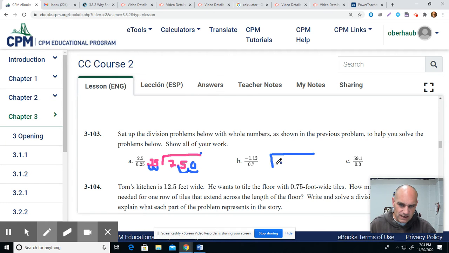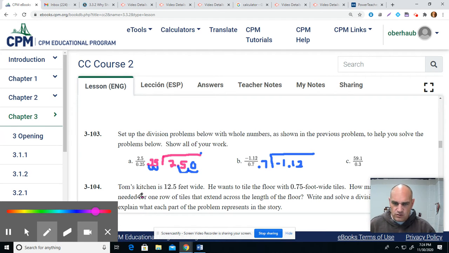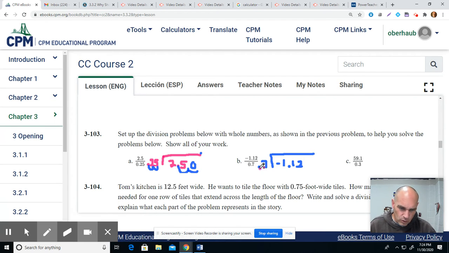Top number goes inside. So it's negative 1 and 12 hundredths. Don't worry about the negative sign yet. And we're going to divide that by 7 tenths. All right. So once again, I've got to make this into a whole number. So I slide the decimal 1 spot to the right. So I've got to do the same thing inside. We slide the decimal 1 spot to the right. And then it goes straight up in our answer.